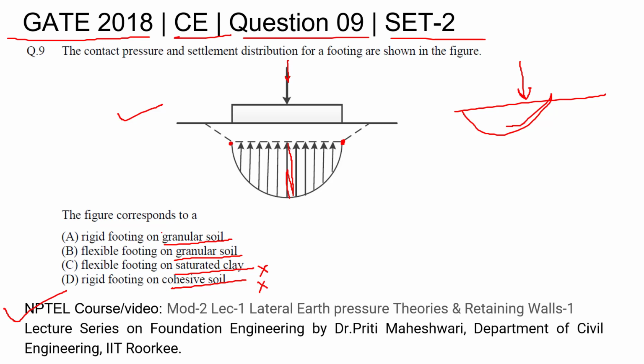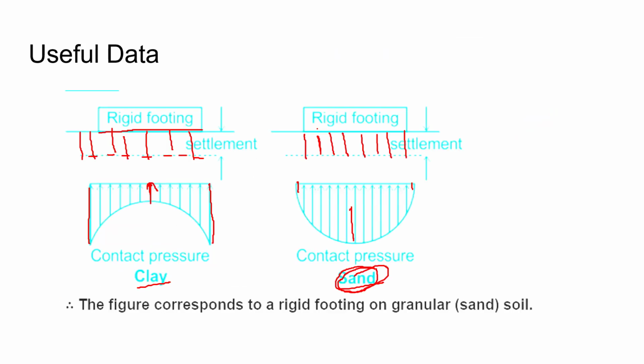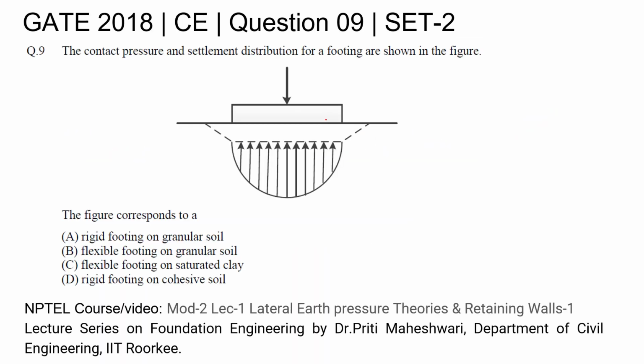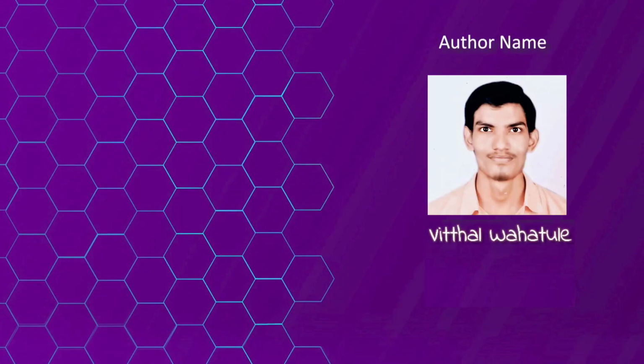In order to know whether it is rigid or flexible, we have to see the settlement. You can see the settlement is equal. So for the second condition, for a rigid footing, the settlement is equal. So our answer will be option A, rigid footing on granular soil. Thank you.